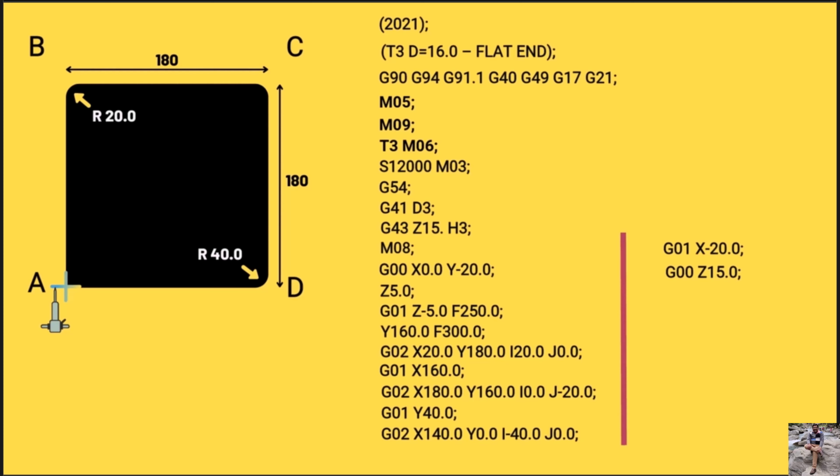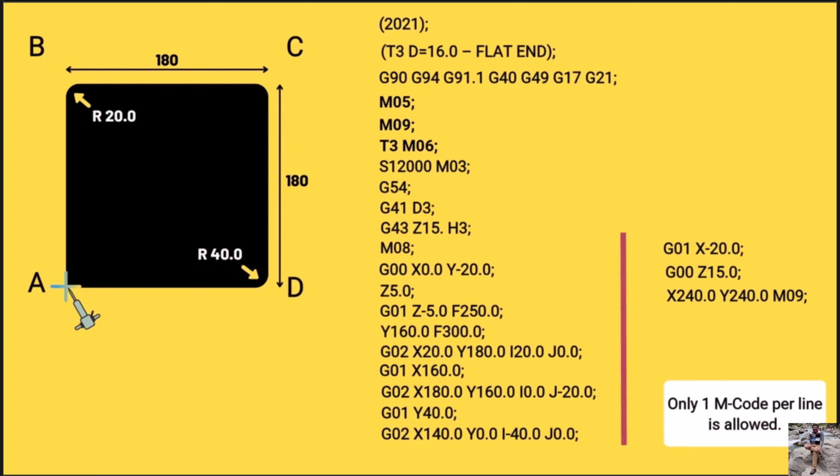Now G00 code is still active and we can move our cutter back to its home position. Remember, this is the machine's home position we are talking about. So it would be X equal to 240 and Y equal to 240. We can also add M09 to turn off the coolant. When we are writing M codes in the program, we can only write one M code per line. So to turn off the cutter, we will write M05 in the next line.